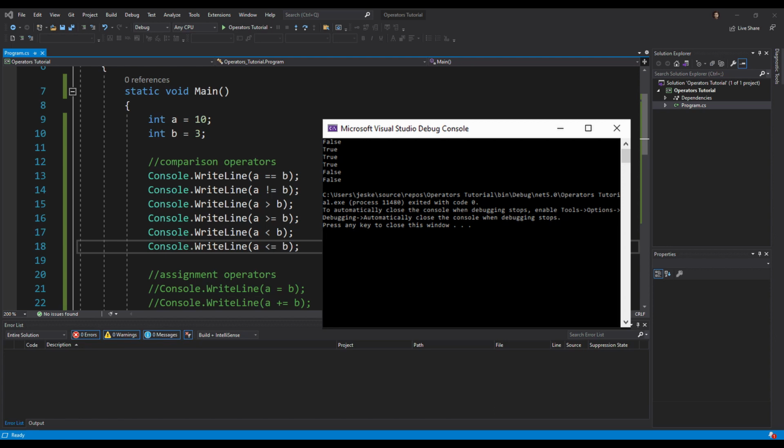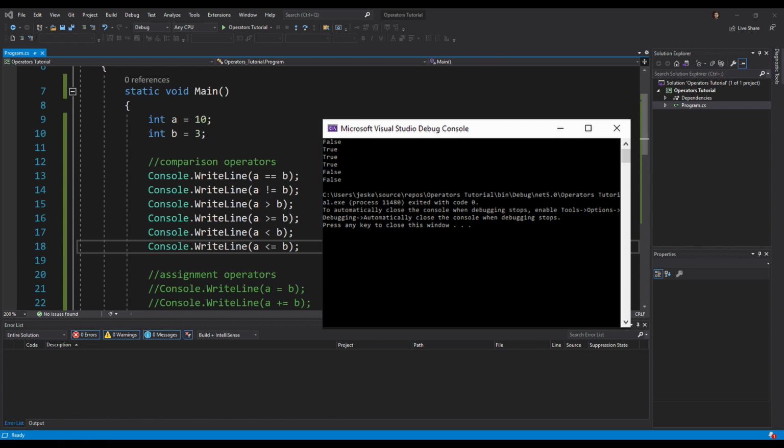The next one, a != b, what that's asking is, does a not equal b? It doesn't. a is 10 and b is 3. They do not equal, so it returns true. The next one is a greater than b? Yes, it is. So it returns true. The next one is a greater than or equal to b? Which it is, so it returns true.